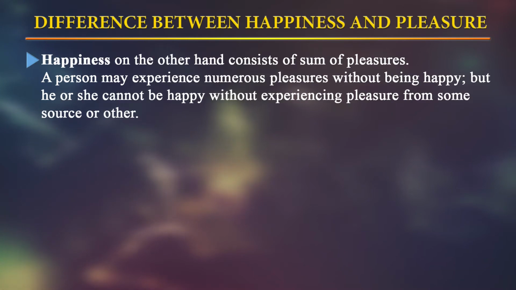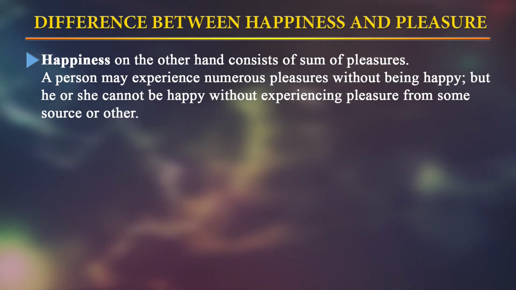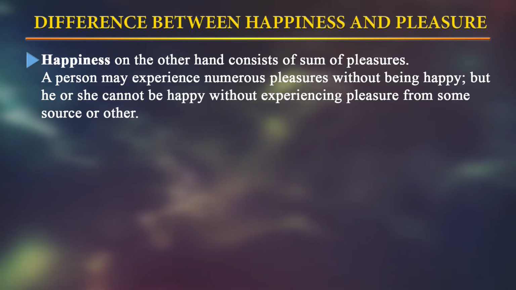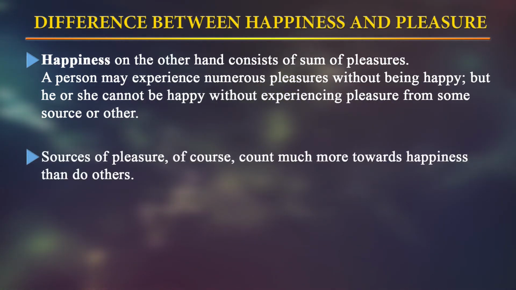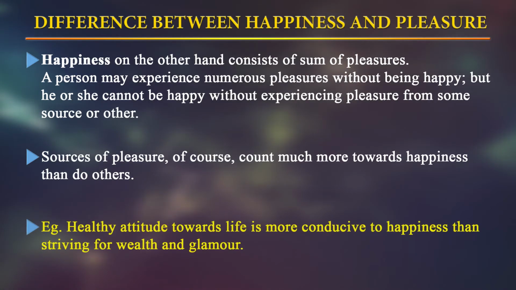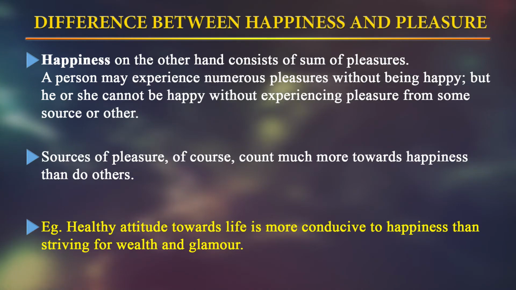Now, let us look at what is happiness. Happiness, on the other hand, consists of the sum of pleasures. A person may experience numerous pleasures without being happy, but he or she cannot be happy without experiencing pleasure from some source or the other. Sources of pleasure, of course, count much more towards happiness than do any other reasons. For example, a healthy attitude towards life is more conducive to happiness than striving for wealth and glamour. So now you have seen the difference between pleasure and happiness.